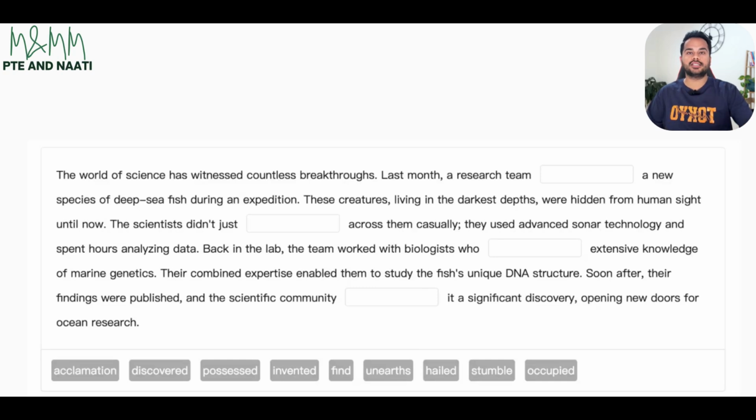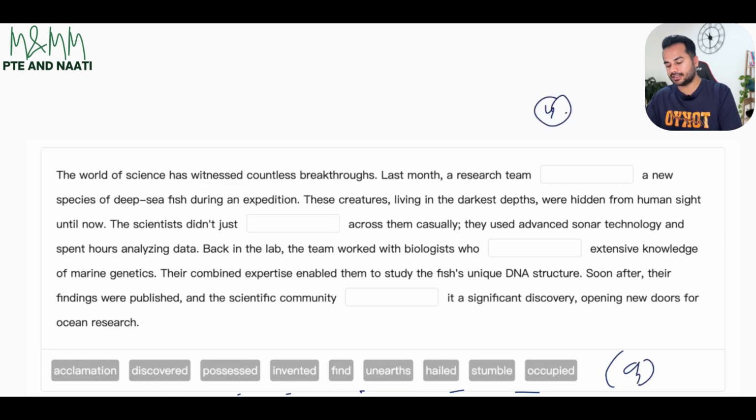Now, let's start with this one. So this is the question that we are going to look at. And as you can see, we have got 4 blanks over here. And this is a reading fill in the blank exam question. So 1, 2, 3, 4, 5, 6, 7, 8, 9 options. So 9 options and 4 blanks and I have to pick my correct answers.